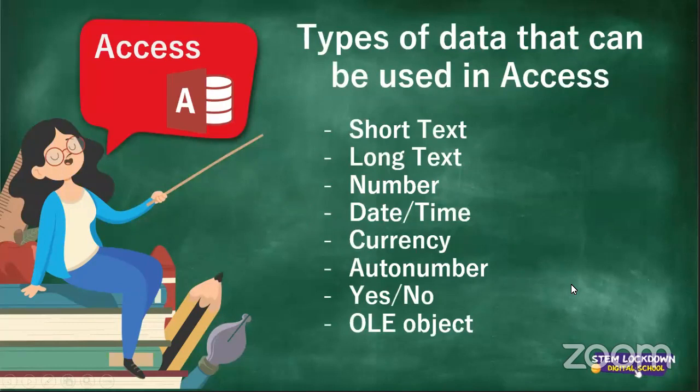Okay, so let's get into what we want to focus on today. We are going to look at the types of data that can be used in Access. As you can see on the screen, the types of data that we get are short text and long text. We get number, date or time, currency, auto number, yes or no, and an OLE object.